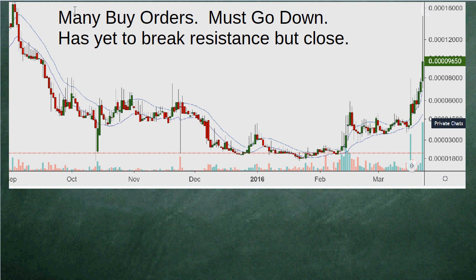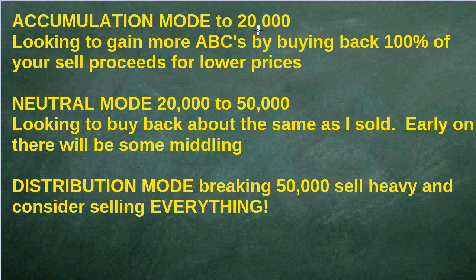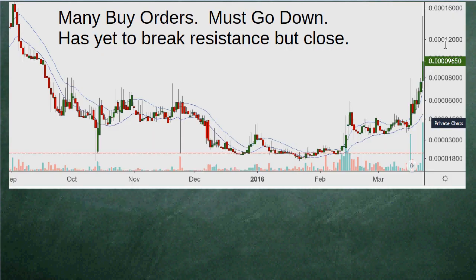But the thing we know about technical analysis is when it breaks it, you've got to expect a big, decent gain. Which means, as I stated before, as far as market conditions, accumulation, neutral, and distribution, everything below 20,000 was accumulation mode. Neutral was 20 to 50, because breaking that resistance, I would expect it to break past 50. And distribution mode is where you sell large. But until it breaks it, it's still in such, and this market has been going straight up.